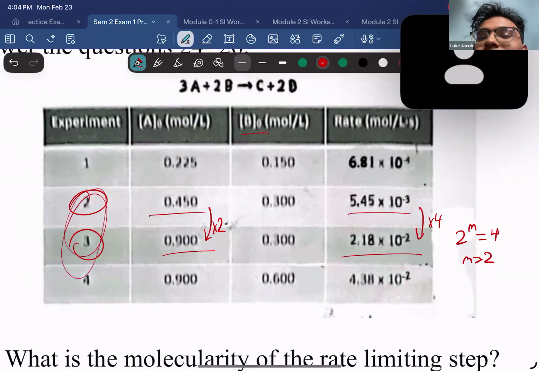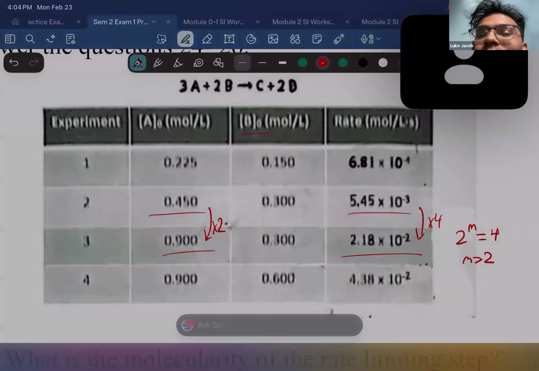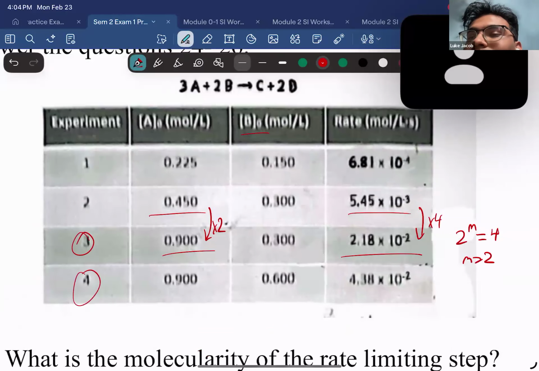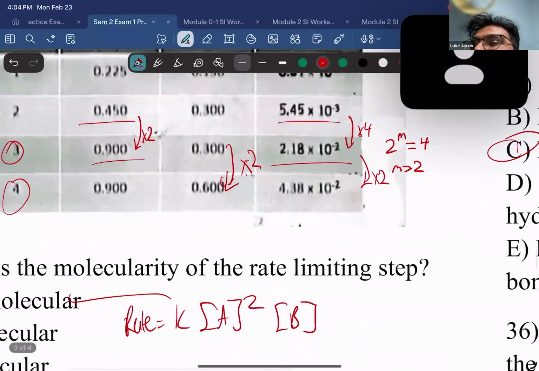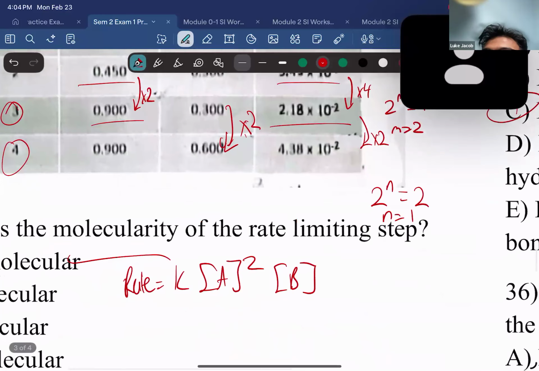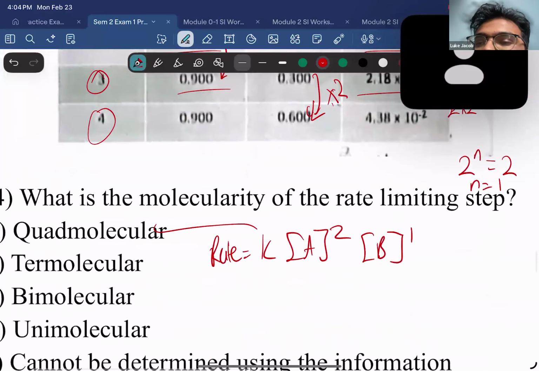So we're going to use experiment 3 and 4. Here we see that this will double, this remains constant, and this doubles, right? So we set the equation up as 2 to the power of n equals 2. So n in this case will be 1. So this is the rate law.